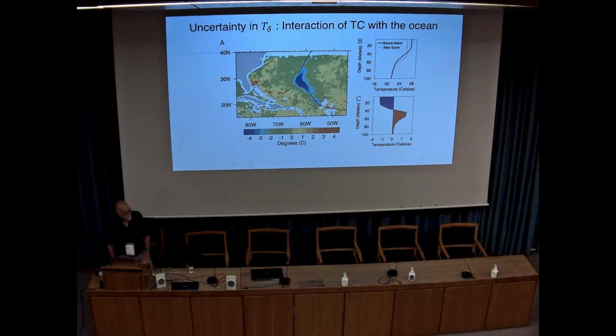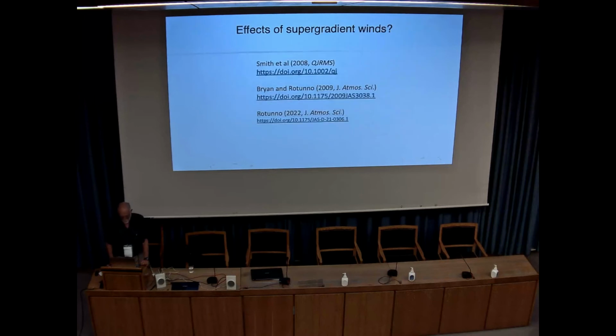Other uncertainties: the ocean feeds back. As a hurricane comes through, it deepens the mixed layer and causes a mixing of cold water from below into the ocean mixed layer, and that tends to damp any hurricane that comes in its wake.